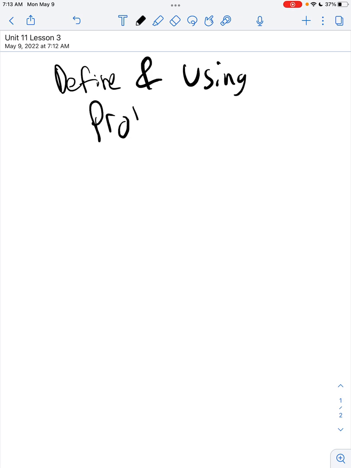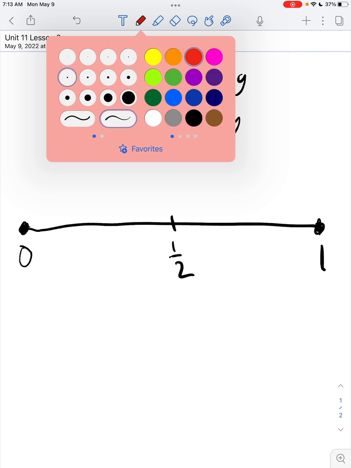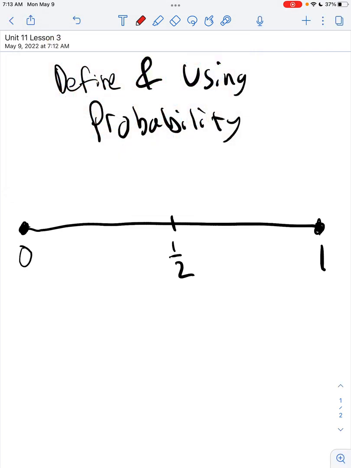All right, we are going to look at defining and using probability. The idea of probability works something like this. If we had a number line, let's call these 0 and 1. We'll call this 1/2. What we would say is that if something has a 0 probability, it's towards this end.